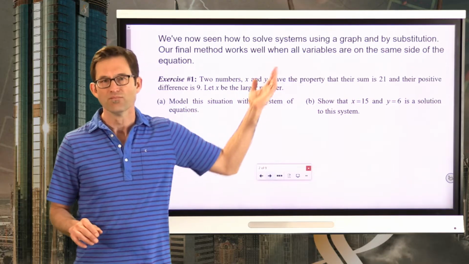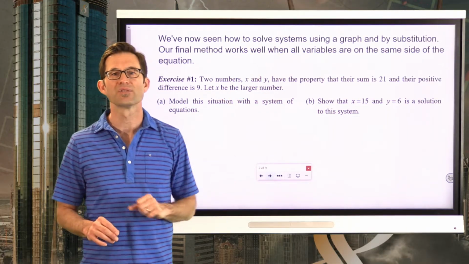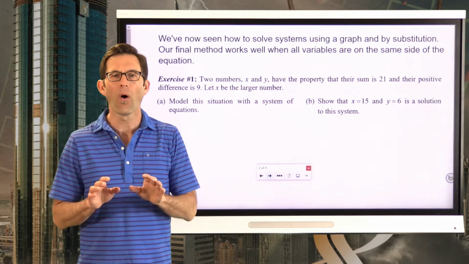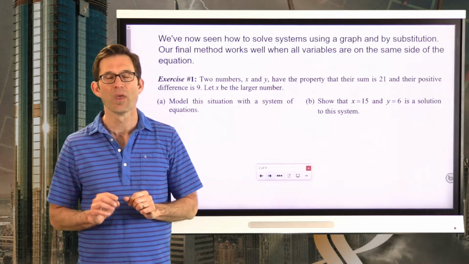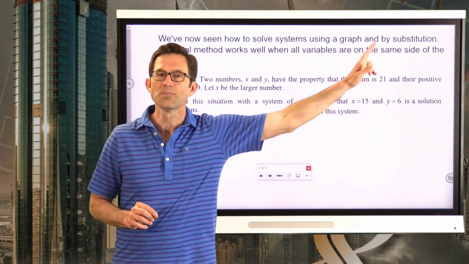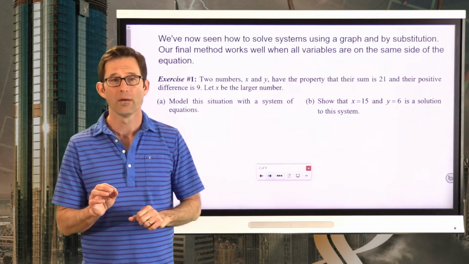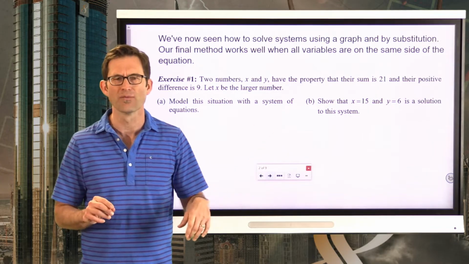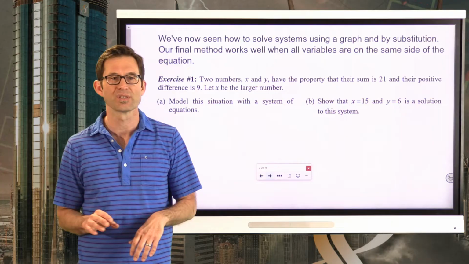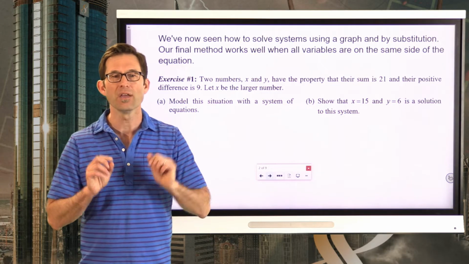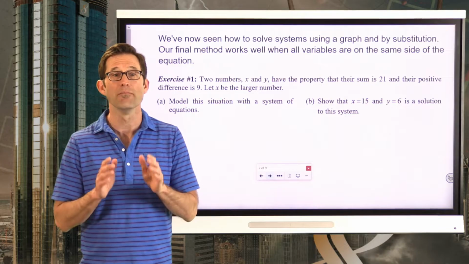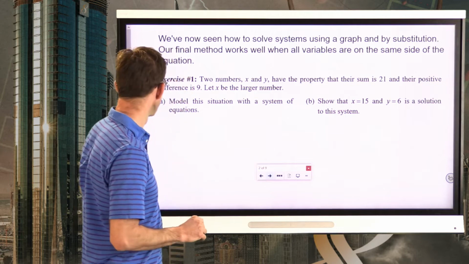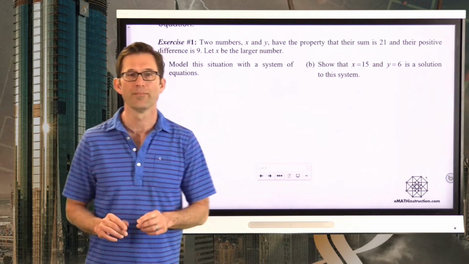All right, now, reviewing this, we've now seen how to solve systems using a graph and by substitution. Our final method, at least in this course, works well when all the variables are on the same side of the equation. If you recall from our last lesson, substitution worked particularly well when one or both equations had a variable isolated all by itself, like a y equals or an x equals in one of the equations. The method of elimination is going to work well when both variables in both equations are on the same side of the equal sign. So let's start by taking a look at exercise number 1.